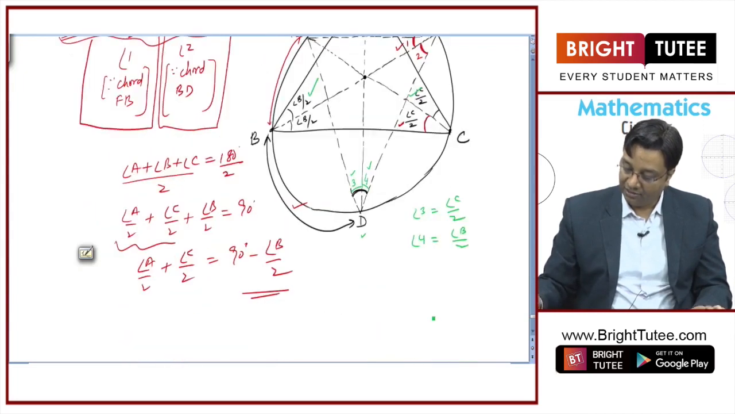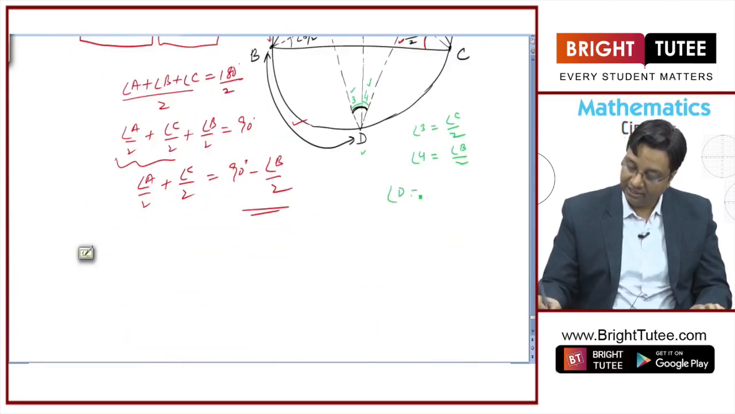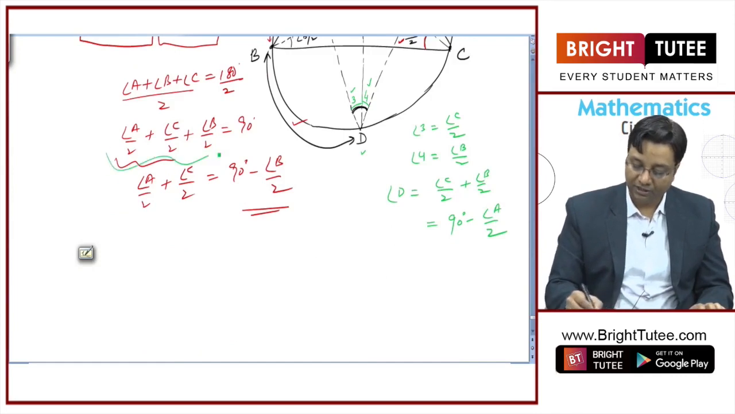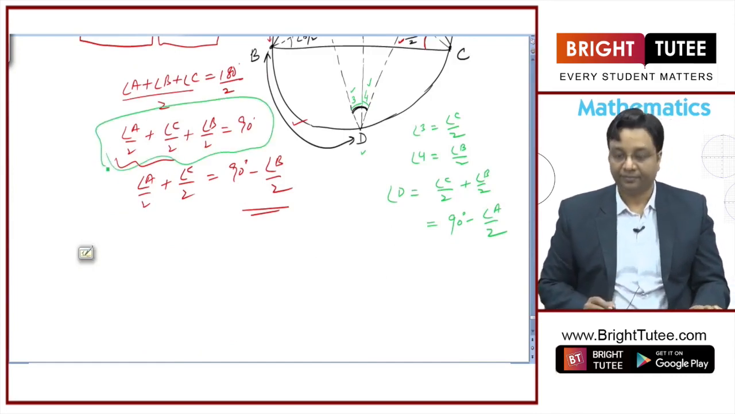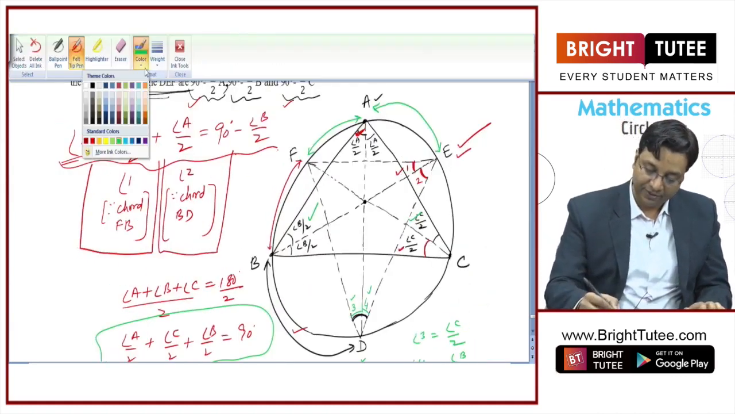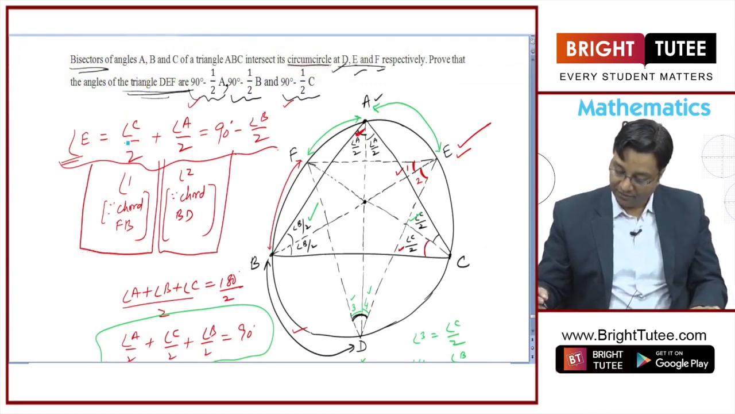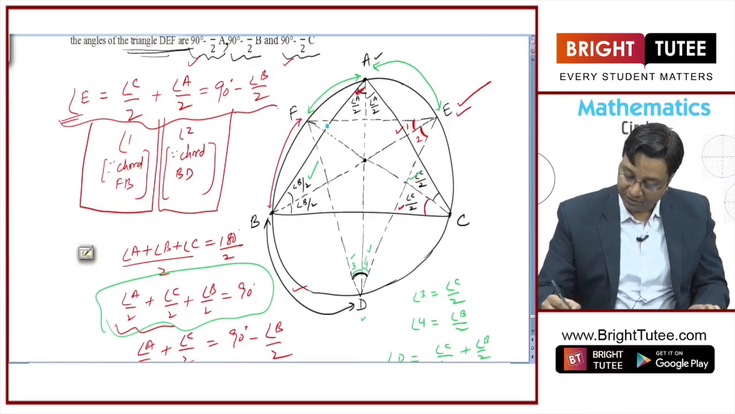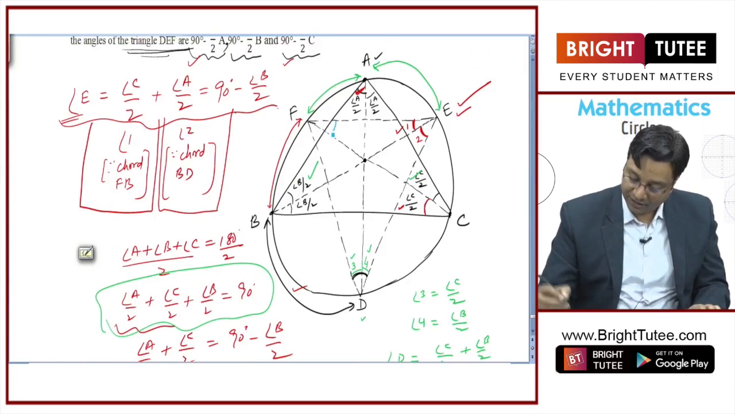Hence, if I add these two, I can say angle D is equal to angle C by 2 plus angle B by 2, hence equal to 90 minus angle A by 2, after you consider this equation here, right. Similarly, about the third angle, now which angle is left? This one. So if I consider this as angle 5, let us say, and this as angle 6.